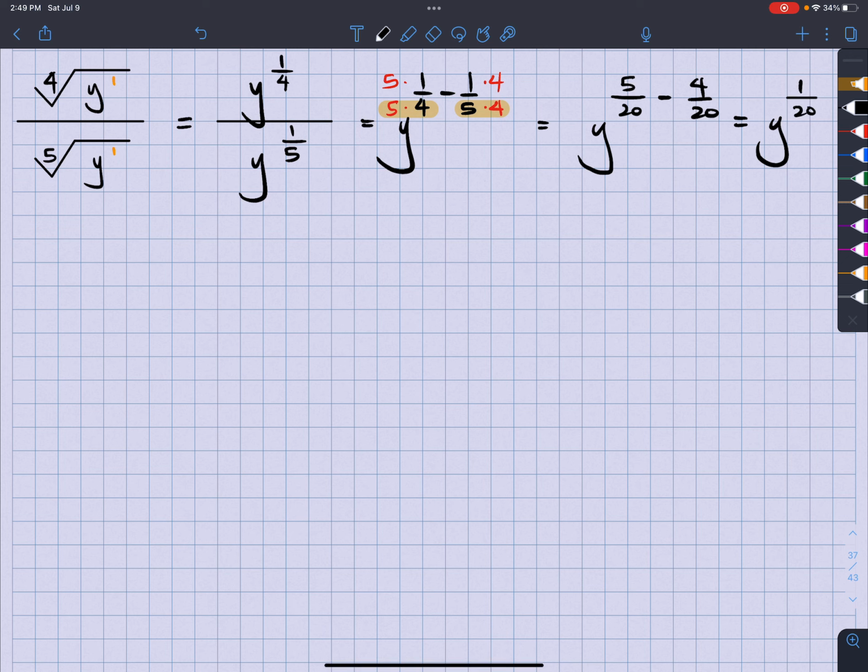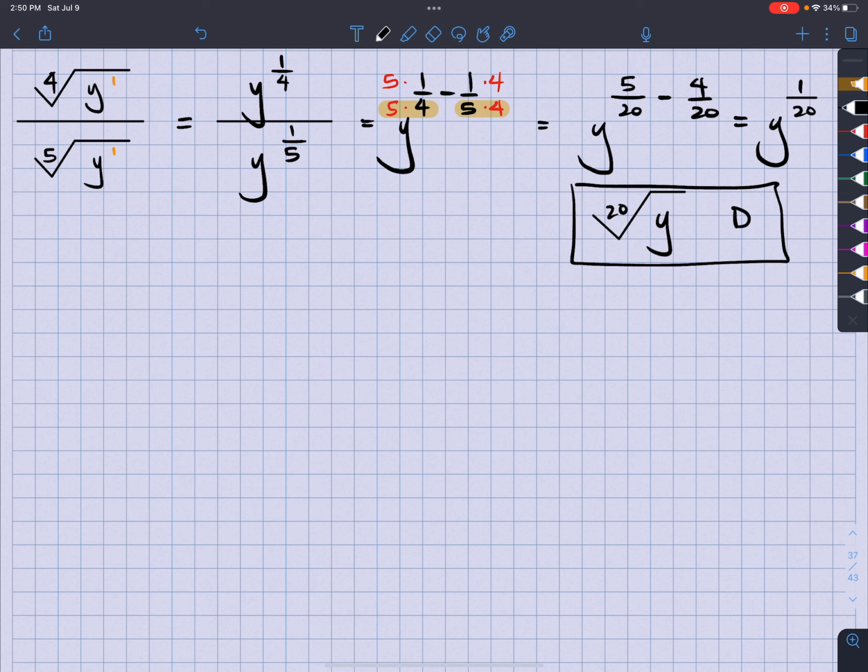1/20. Well, when I look at that, again, when do I give it back in radical form versus a rational exponent form? Well, since I'm given radical form, I have to give it back in radical form. So I have to convert this back to radical form. Well, what is my root? It's a 20. And then y to the first power. And that, ladies and gentlemen, is going to be choice D. And there we go. Hope that helps.